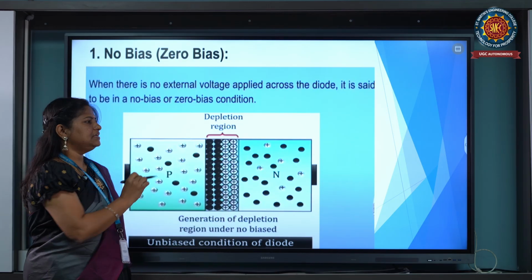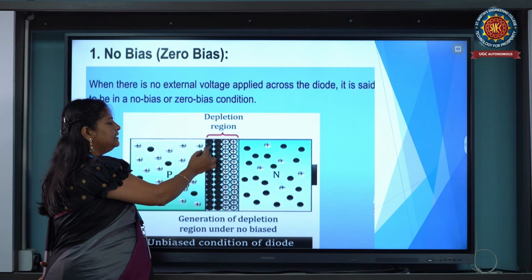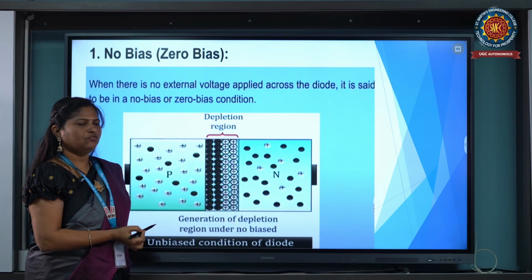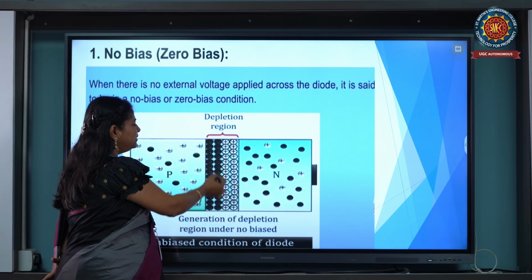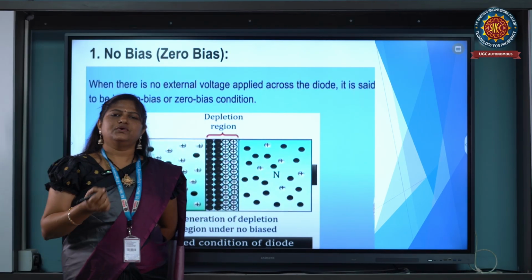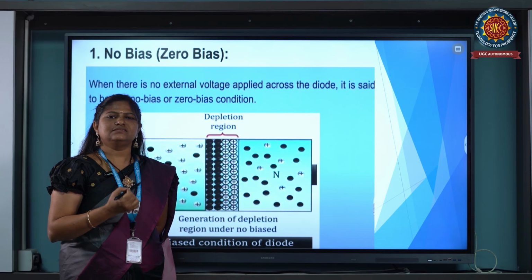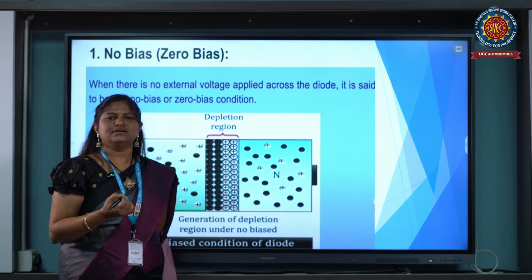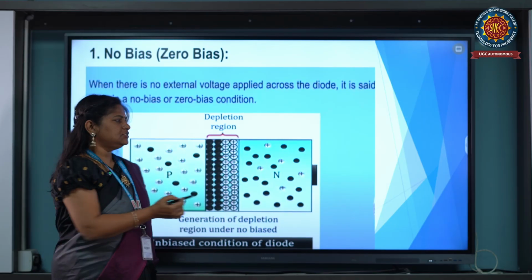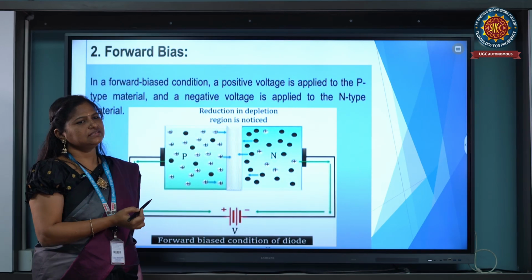Simply we are joining p-type and n-type semiconductor materials together. Then immobile charge carriers are formed, immobile ions are formed across the junction like layers. This will act as a potential barrier, and the width covered with the immobile ions, that is acceptor and donor ions, is called the depletion region. And the second method is the forward bias condition.